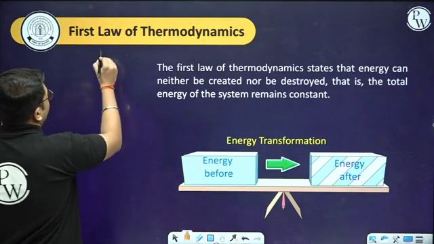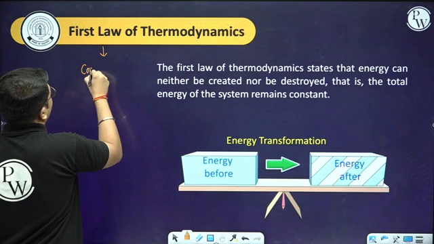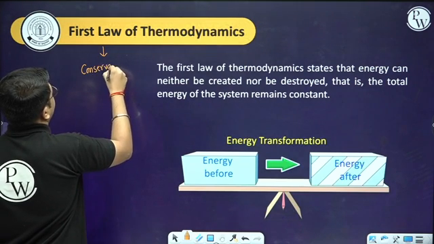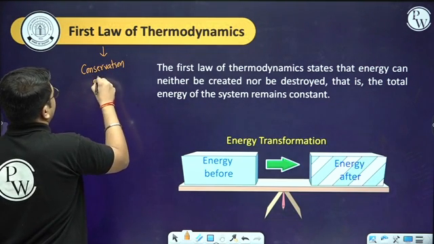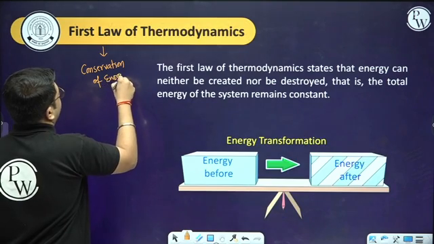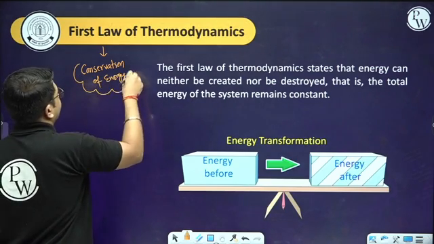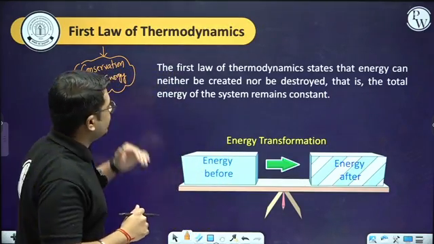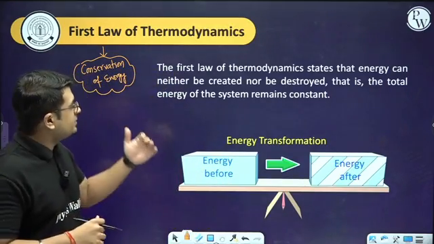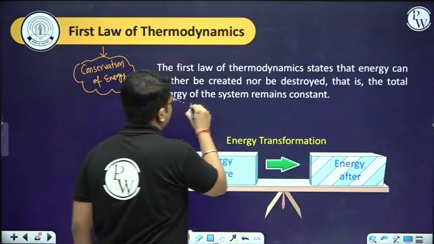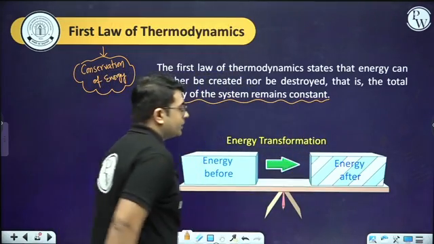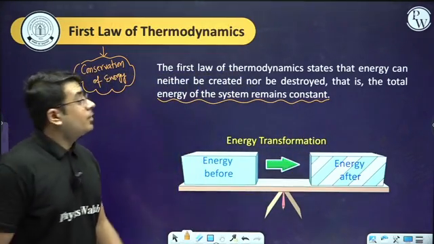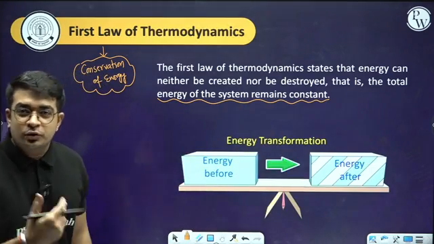So the first law is basically related to the conservation of energy. That is the important part. The first law of thermodynamics states that energy can neither be created nor be destroyed. It means the total energy of the system remains constant. I hope this part is clear. But how to understand this part? How are you going to change the internal energy?